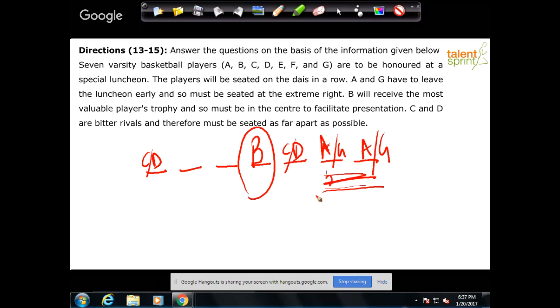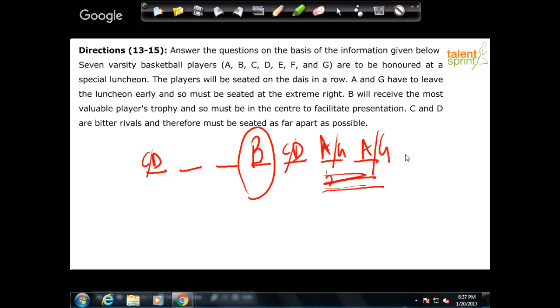So has everyone understood the seating arrangement before we actually move ahead to the questions based on this? I am hoping that everyone has understood the seating arrangement. Yes or no? Looking forward to hear that from all of you, boys and girls.